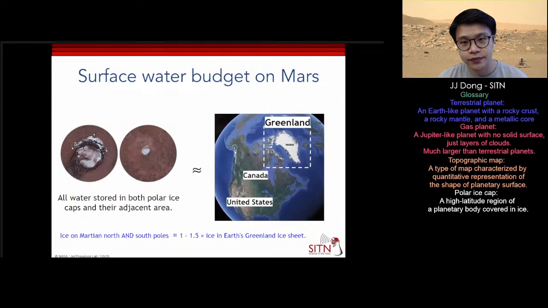Next slide, please. From the satellite images, we note that the majority of the water on Mars now stays in the polar ice caps. Then we might want to ask how much water is actually in them. Earlier, I was comparing the water stored in the ice sheet in Greenland on Earth with the ice cap at the North Pole of Mars. If we use the Greenland ice sheet as a unit, the water stored in both the North and South poles of Mars would be about 1 to 1.5 times the water in the Greenland ice sheet. Next slide, please.